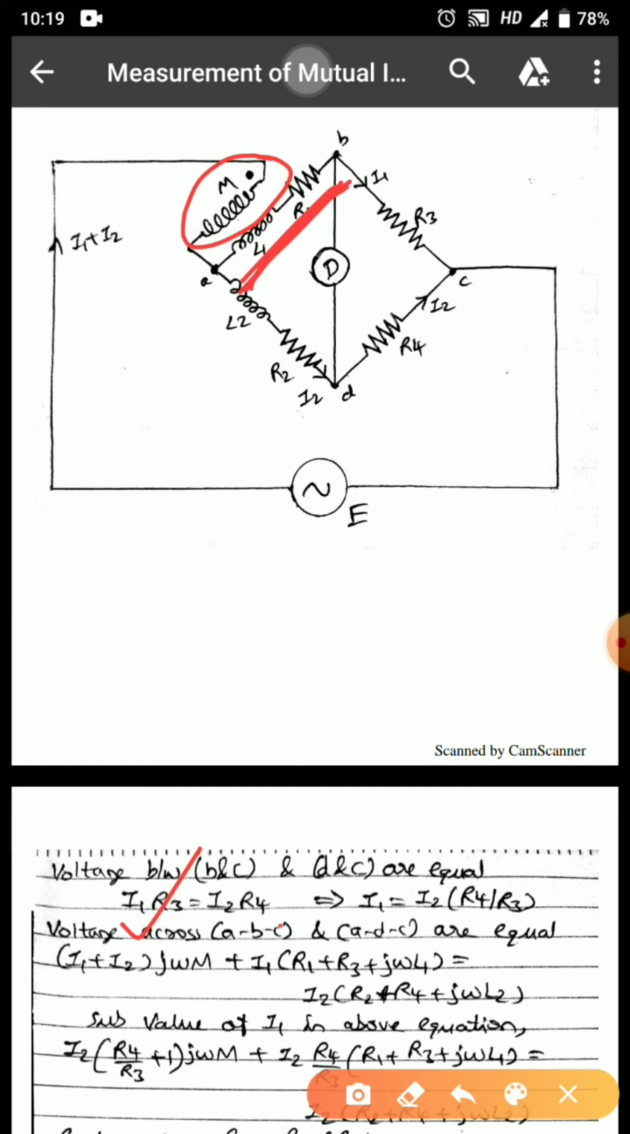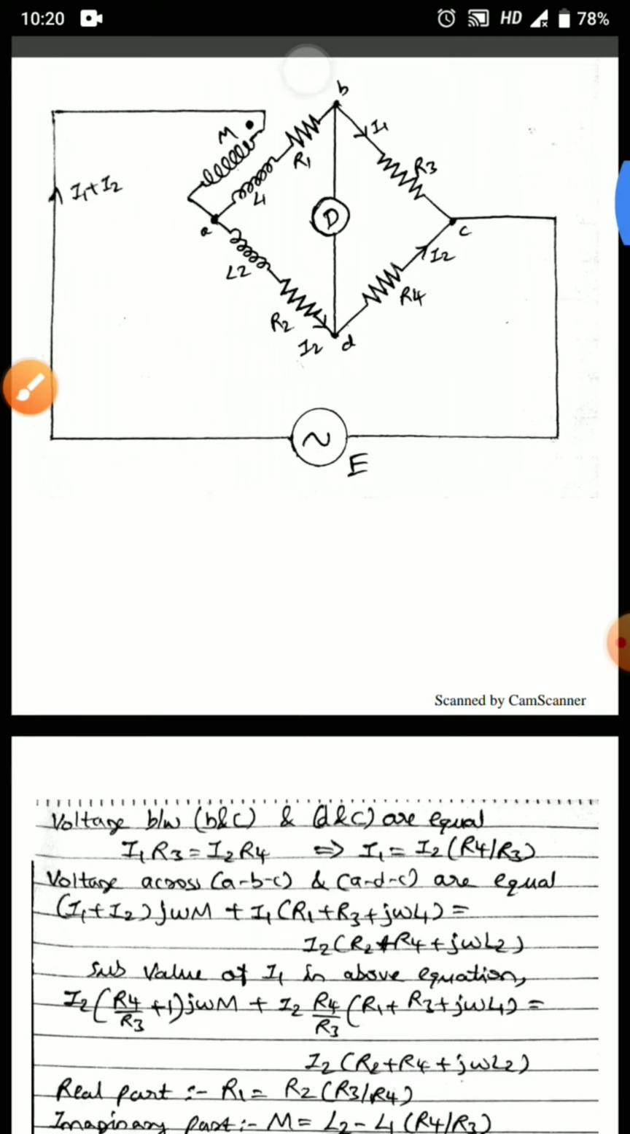Then in the first arm, current I1 is entering, therefore I1 times R1 plus R3, that is the upper arm in full that I am considering, plus j omega L1. These are the other components. This will be equal to the current I2 that is entering through the lower arm. Current I2 is passing across R2, R4 and L2. Therefore I will write this as I2 into R2 plus R4 plus j omega L2.